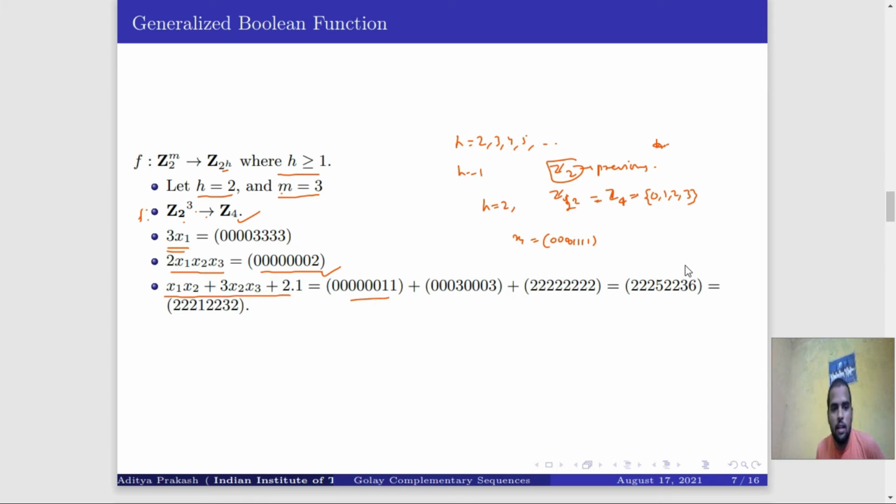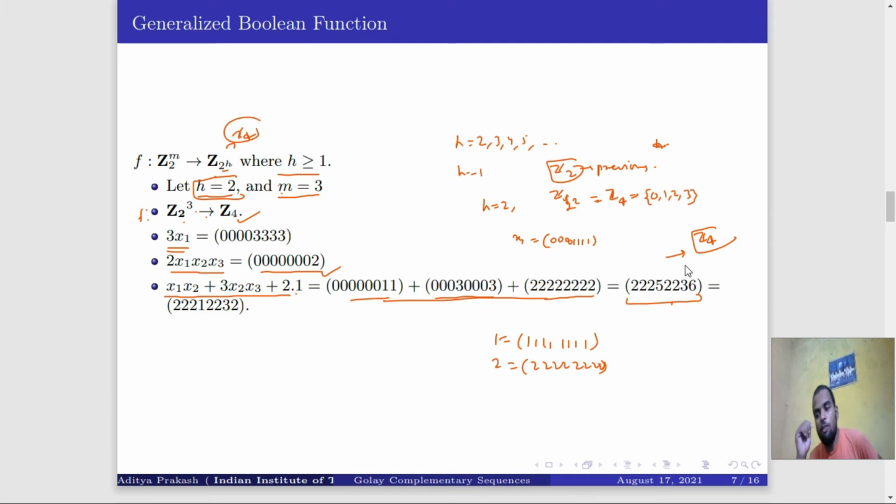Simply x1 x2 is equal to this, and 3 into x2 x3 is simply multiplied with 3, and 2 into 1, that means all elements will be 2, because 1 is nothing but 1 1 1 1, 8 times, and 2 means all elements are multiplied with 2, so you get all elements 2. Then after adding these three things, we get 2, but your range is Z4. How? Because h is equal to 2, that means 2 to the power 2, that means Z4. That means only 4 values are used, 0, 1, 2 and 3.